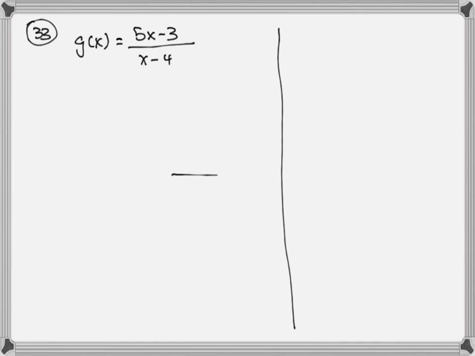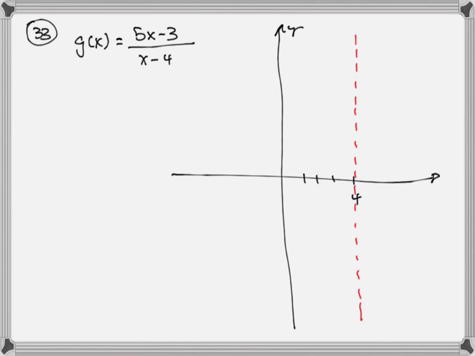Okay, so let me ask this question here. Last one, then we're going to look at the parabola, because you forgot everything about the parabolas, right? G of x equals 5x minus 3 over x minus 4. What is the VA? 1, 2, 3, 4. The VA is 4.